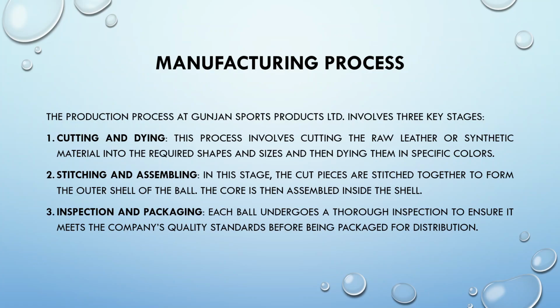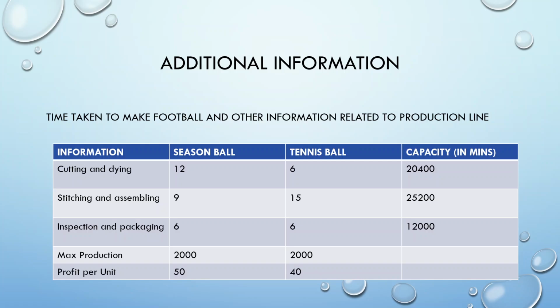In the manufacturing process, there are three different processes. The first is cutting and dyeing. The cutting and dyeing process involves cutting raw leather or synthetic material into the required shape and then dyeing it into a specific color. The second part is stitching and assembling. In this stage, the cut pieces are stitched together to form the outer shell of a ball and the core is then assembled inside the shell. And the third important thing is inspection and packaging. Each ball undergoes thorough inspection to ensure it meets the company's quality standard before packaging for distribution. There is also additional information.